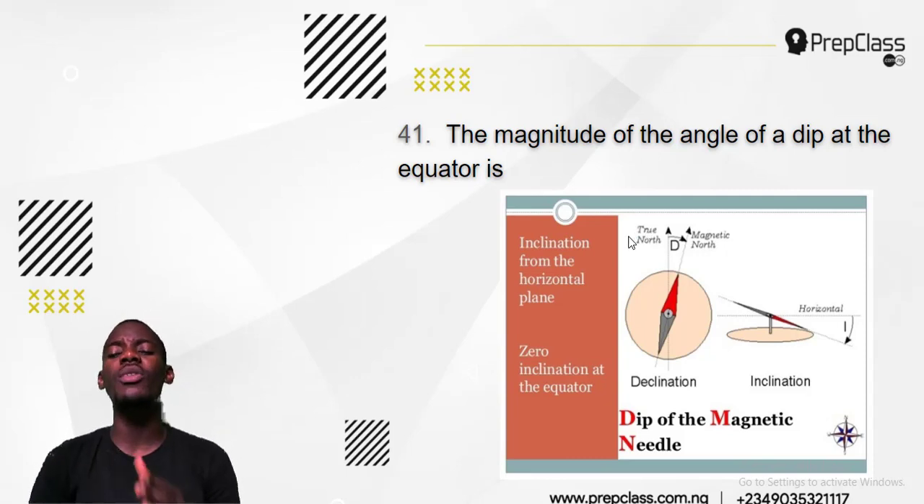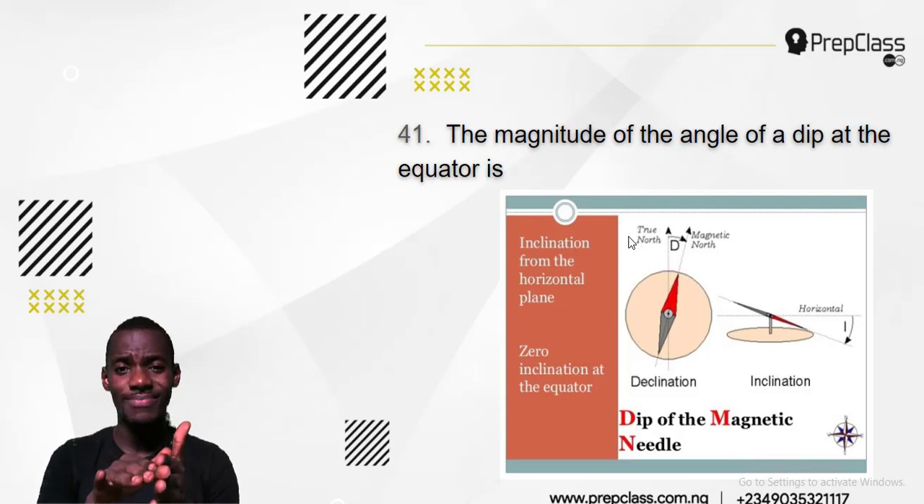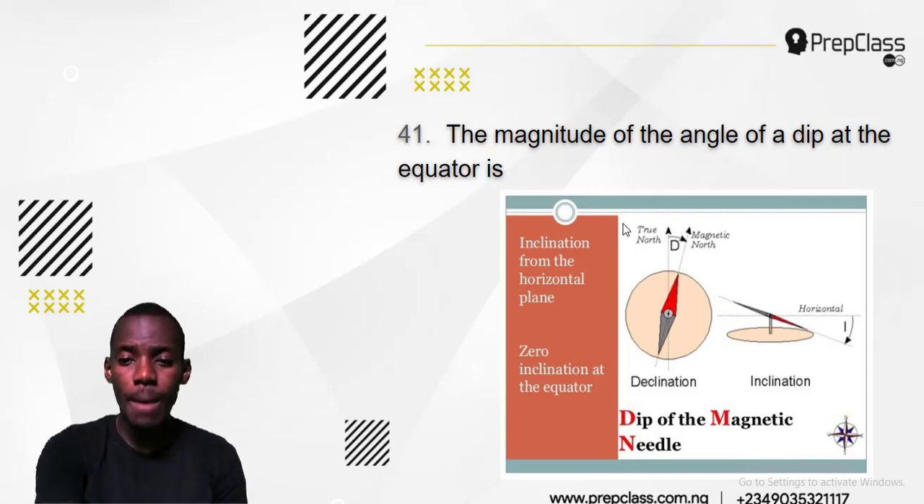But first of all, I would like to explain what I mean by angle of dip. You know, angle of dip is a very big question for many students. Now, it is the angle between the true north and the magnetic north, like you have in my picture here. This is the angle of dip, the dip angle.